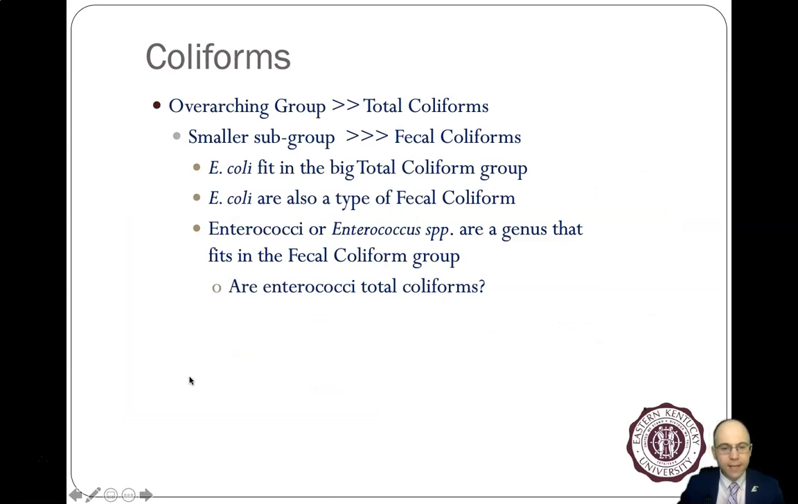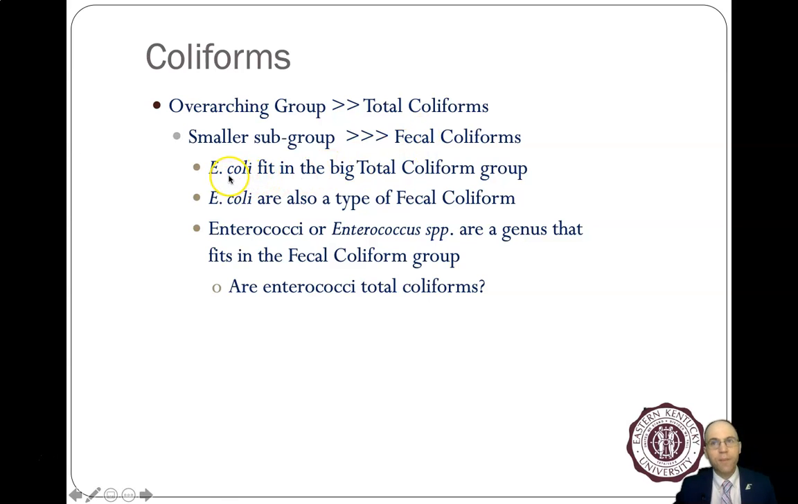So generally speaking, we measure E. coli for a reason, and I'm going to explain the reason. There are these groups of bacteria that live out there in nature, something called the total coliforms, and then there are fecal coliforms that like warmer temperatures. Fecal coliform bacteria live in the gut of warm-blooded animals, and E. coli fit into that group.